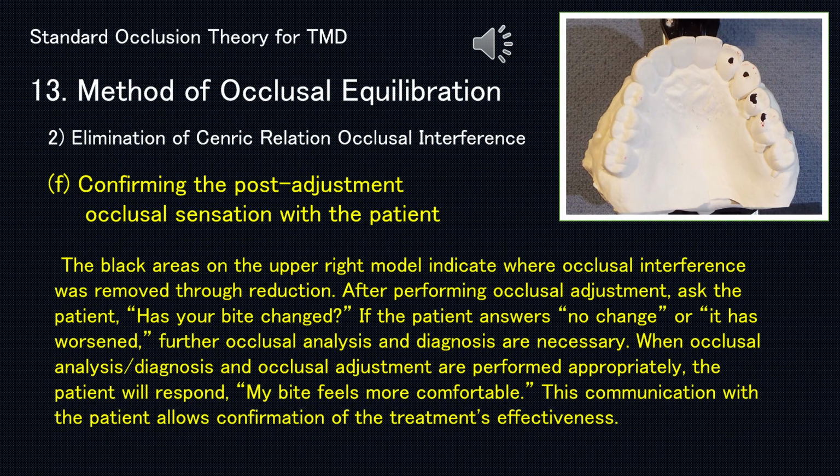F. Confirming the post-adjustment occlusal sensation with the patient. The black areas on the upper right model indicate where occlusal interference was removed through reduction. After performing occlusal adjustment, ask the patient, "Has your bite changed?" If the patient answers no change or it has worsened, further occlusal analysis and diagnosis are necessary.